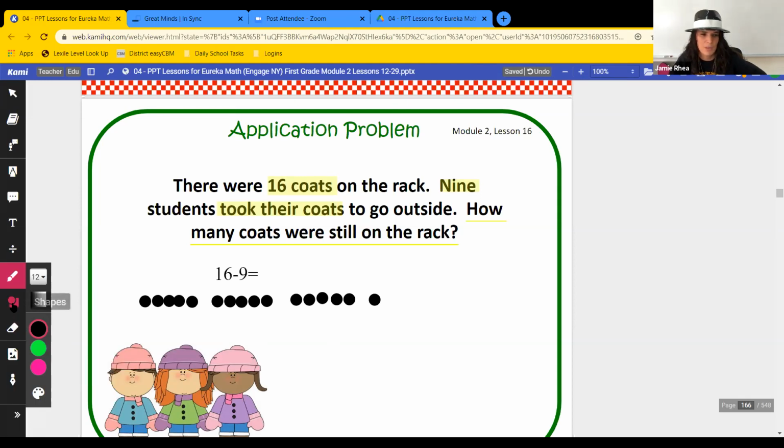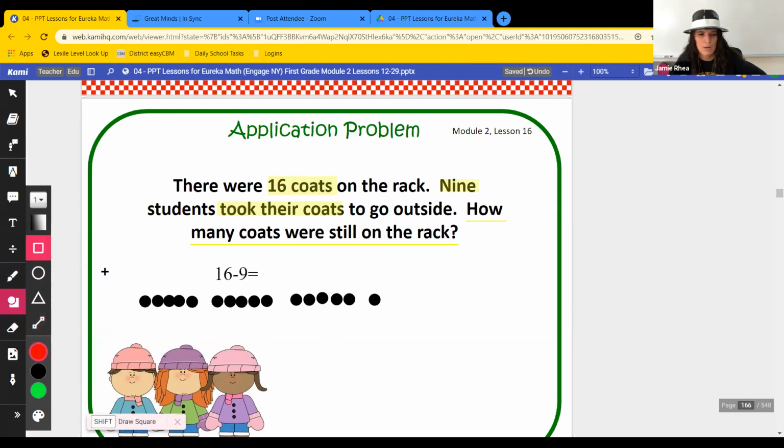Now, I'm going to make a box around my 10. Look at that. There's my 10. Here's my 6. 10 and 6 make 16. Now, I need to take 9 away. Do I need to take it away from my 10 or my 6? My 10, because it's closer, or it's got more.